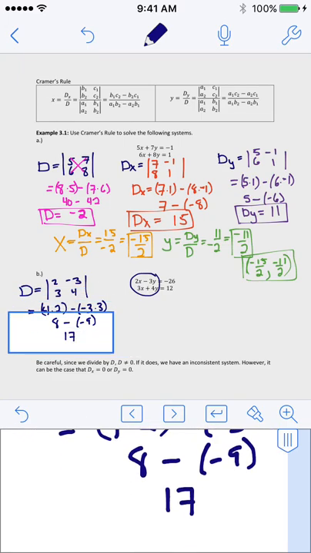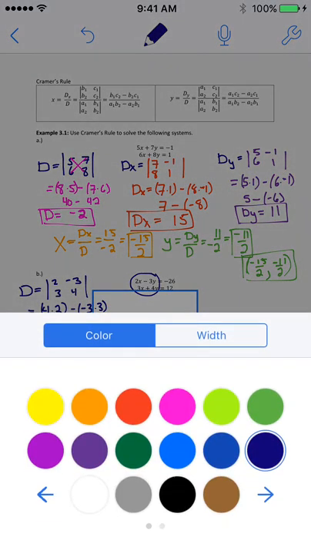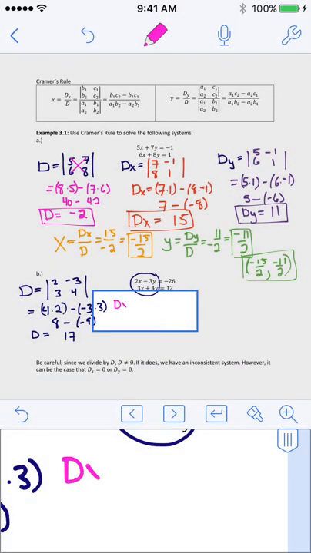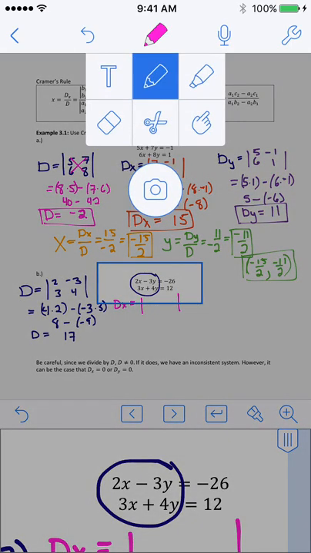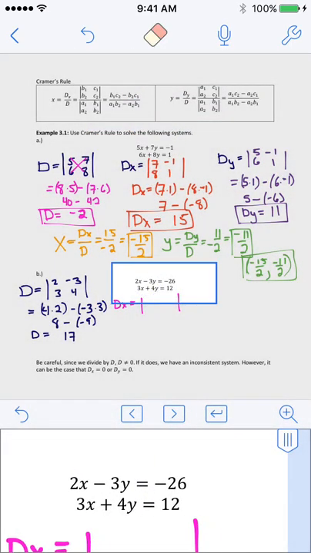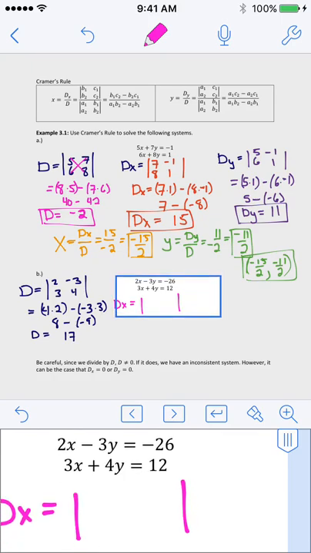Alright, so I got D is equal to 17. I'll put that there, remind myself. Now I need dx. Dx we'll do in pink. Remember, that's everything that would not be a coefficient of x. So I can kind of blur that out so I can see. And that would be, let's see, all the stuff on the right-hand side.